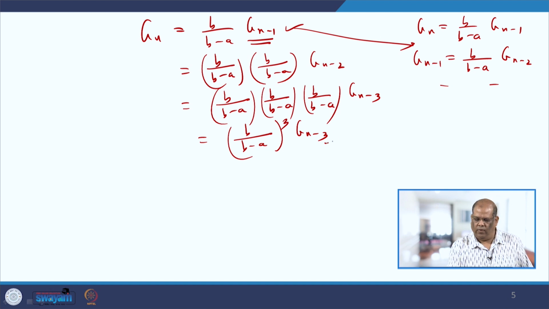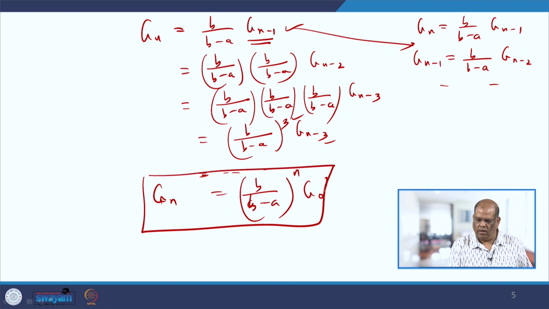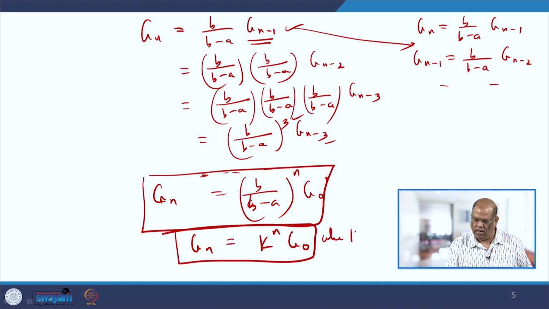So, if I go till the n terms, this will be n, and this is n minus n, so G0 and Gn. So, I get that your national income can be written as B by B minus A whole to the power n multiplied by the initial value of the income. If I replace this by some k, where k is B by B minus A.